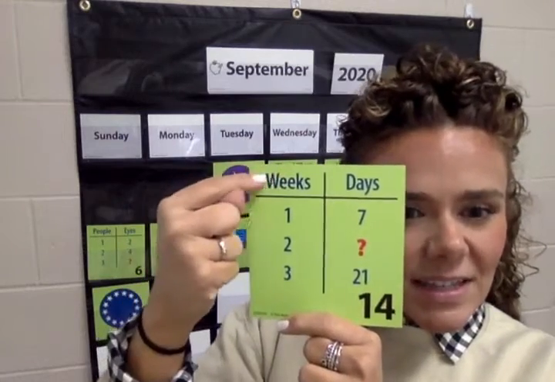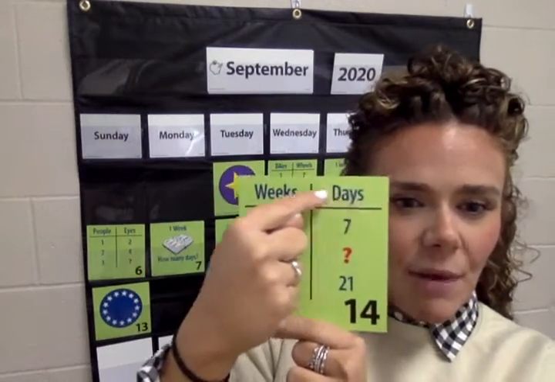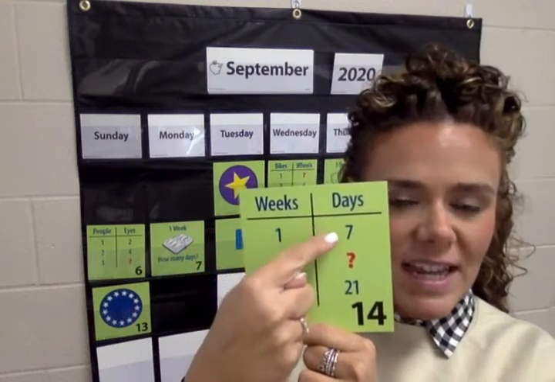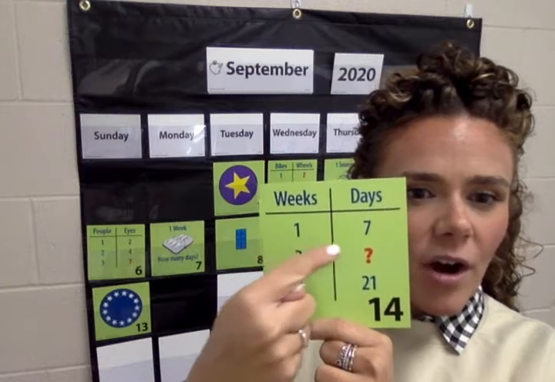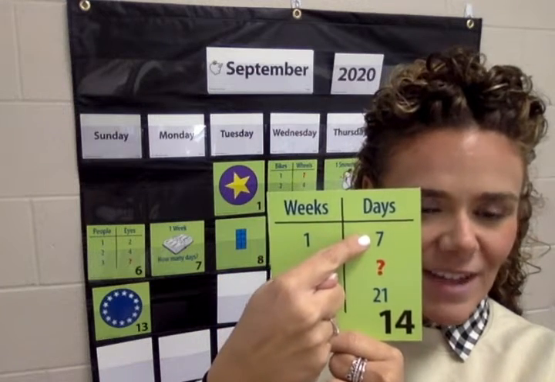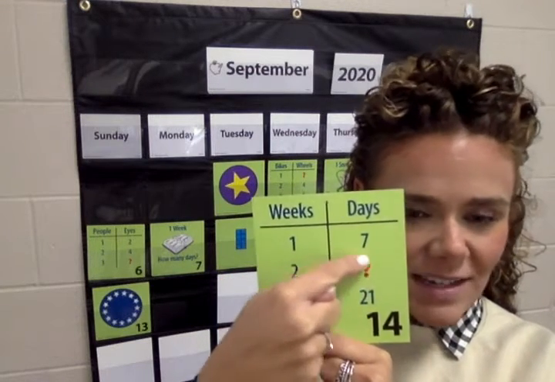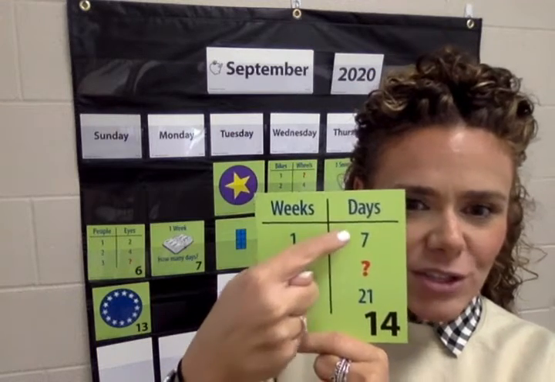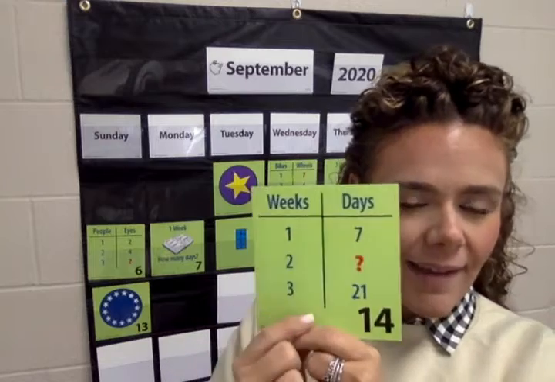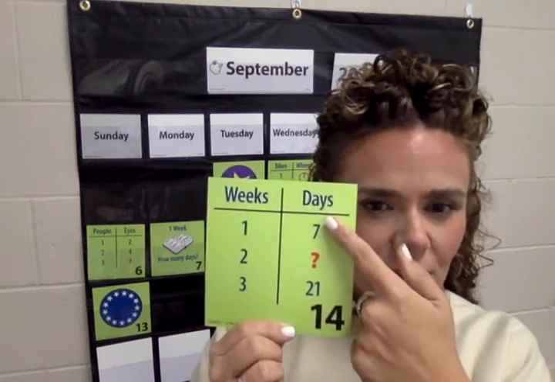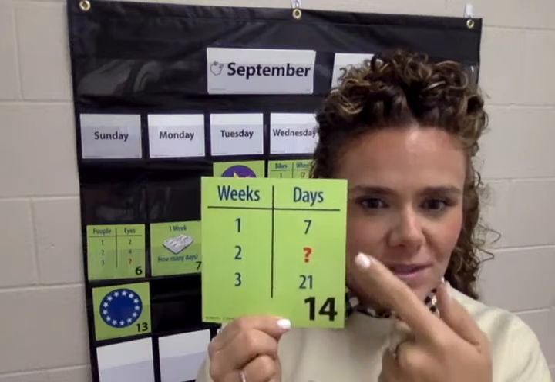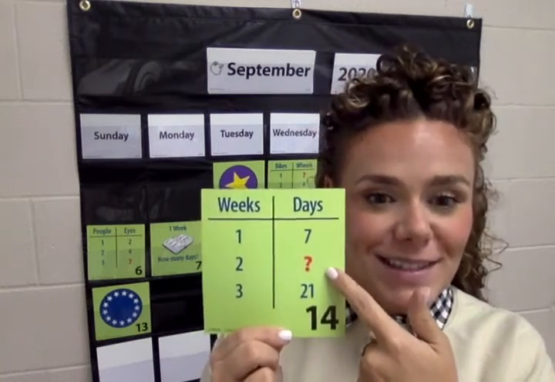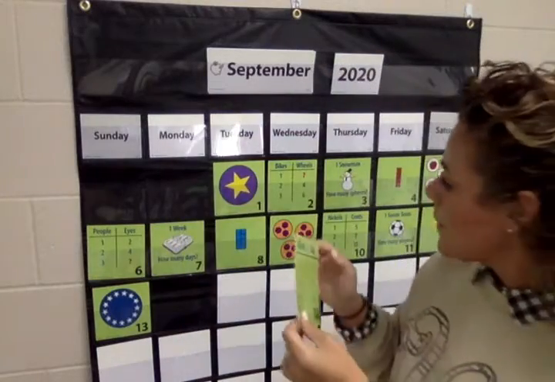So this side represents weeks, and this side represents days. For every 1 week, there are 7 days. For 2 weeks, let's add 7 and 7, 14. For 3 weeks, there are 21 days. Do you notice what this is skip counting by? 7 plus 7 is 14. 14 plus 7 is 21. We are skip counting by 7s.